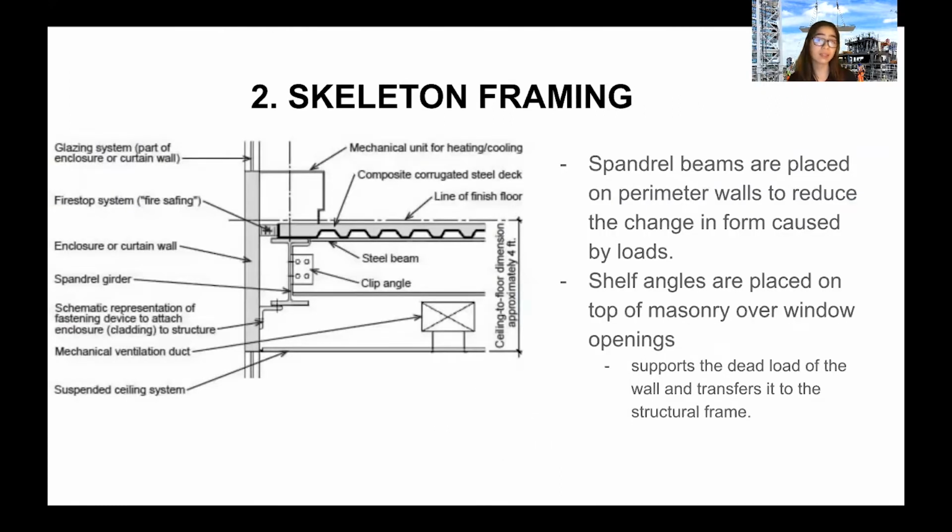Skeleton framing systems have what they call spandrel beams, and spandrel beams are placed on the perimeter of the walls, and this reduces the change in the form caused by the loads. And shelf angles are placed on top of masonry over window openings. Generally they place shelf angles on top of window openings that are 6 feet or wider. And the shelf angle supports the dead load of the wall and transfers it to the structural frame.